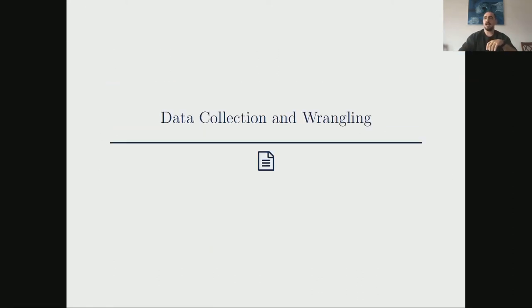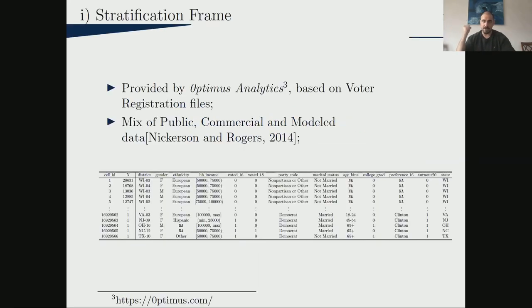So, I will show you what the survey instrument that we use looks like in a minute, but first I want to talk a little bit about the data collection and data wrangling in general. If you remember back to what I explained about multi-level regression and post-stratification, just a recap, there are two data elements to it. One is the stratification frame and another is the individual level data. And so we start with dealing with the stratification frame in our analysis.